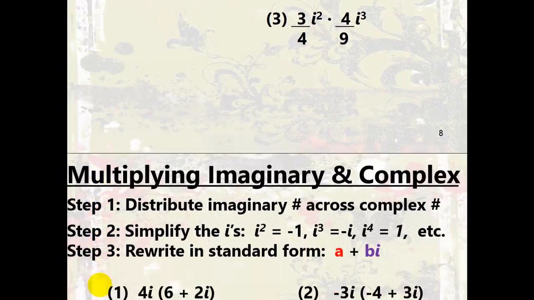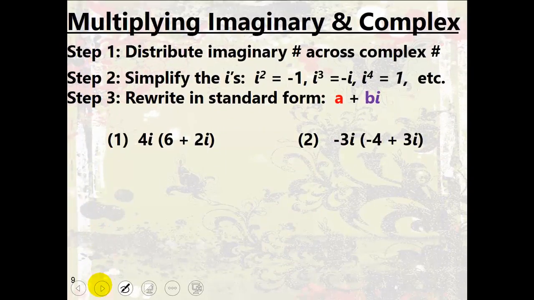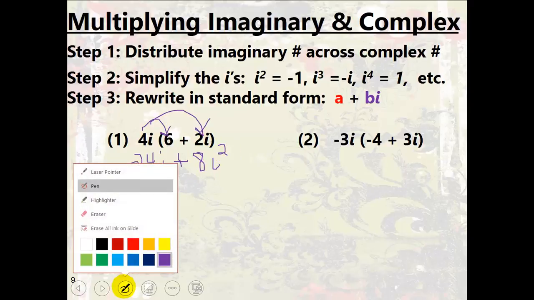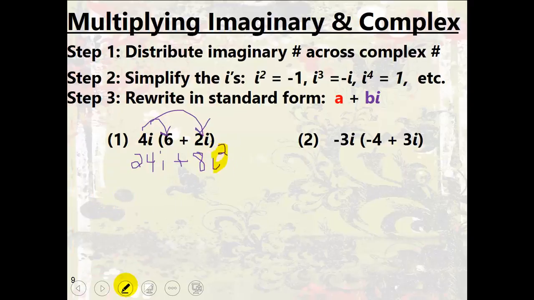Okay? All right, now we're going to multiply imaginary and complex, and all you have to remember is how to distribute. So we've done distributing before, so we're going to go 4i times 6. Well, that's 24i. And then we're going to go 4i times 2i, so that's plus 8, and then i times i is i squared. What do we know that i squared equals? Well, it equals -1. So 24i plus 8 times -1.